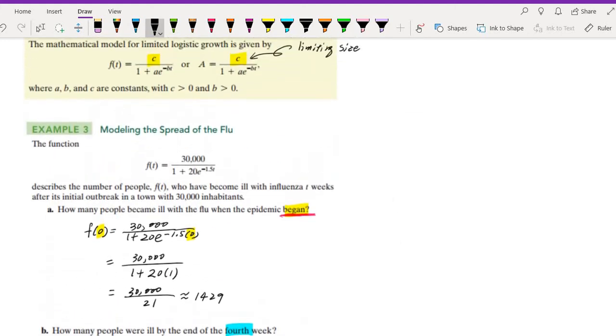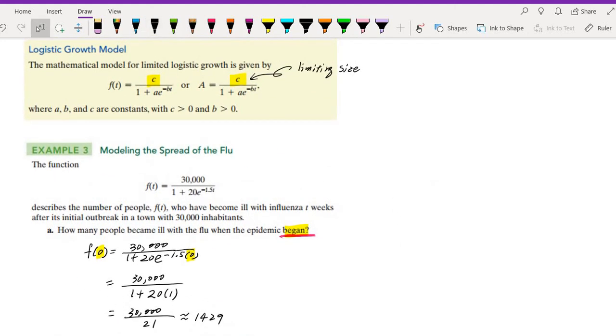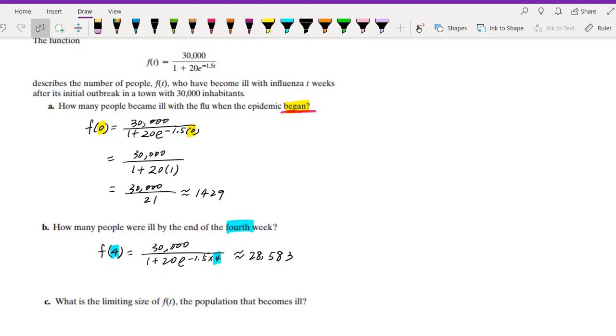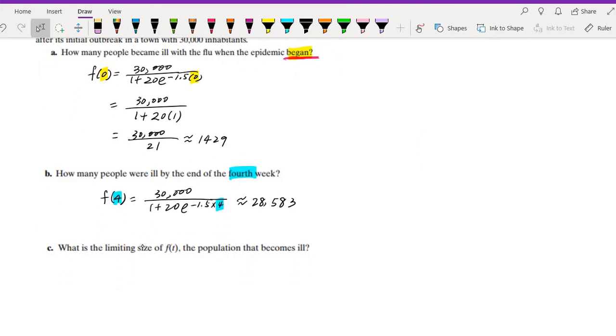And then part 3 is, what is the limiting size of f of t, the population that became ill? Go back and look at what I told you. Our c, which is 30,000 in this case, is our limiting size. Because we have a total of 30,000 people living there, of course the limiting size will be 30,000. I'm going to write it down. That's 30,000 because it's the limiting size.